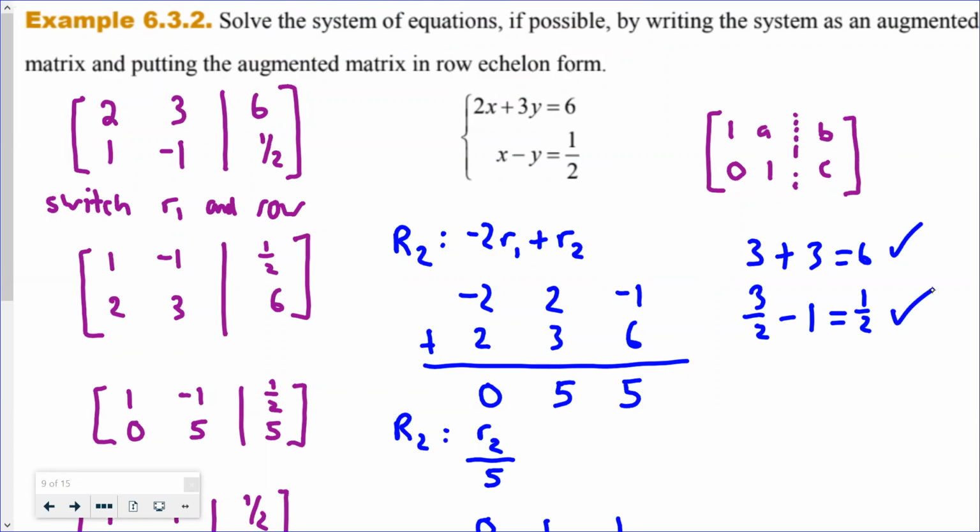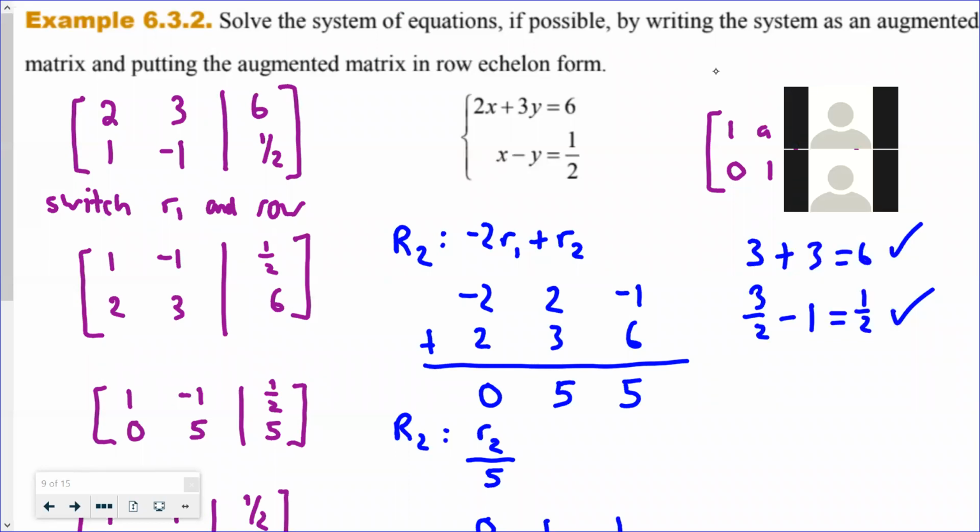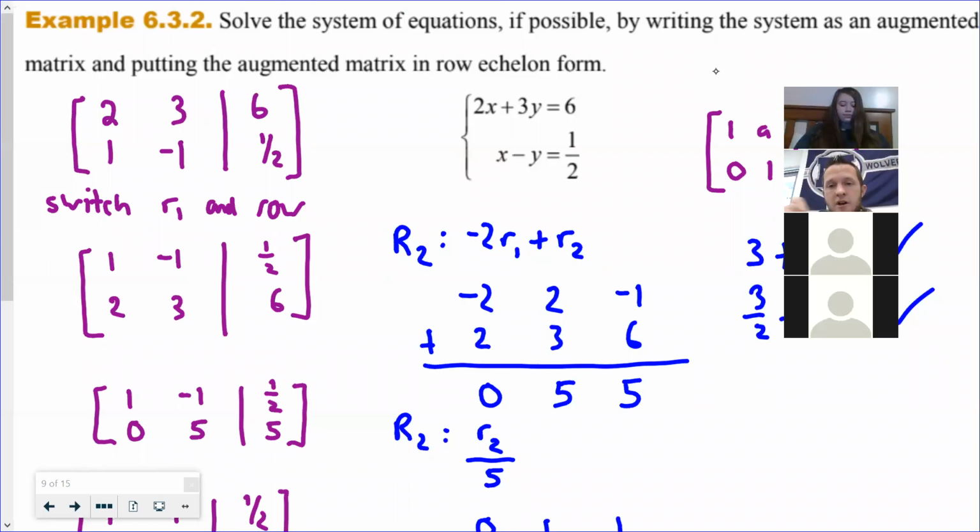Okay, hit the pause button again. Do you have any questions on my steps on this example? Any questions on the steps, or why I did what I did, or how I got anything? All right, if you do, please stop me because I'm just kind of talking to myself here.